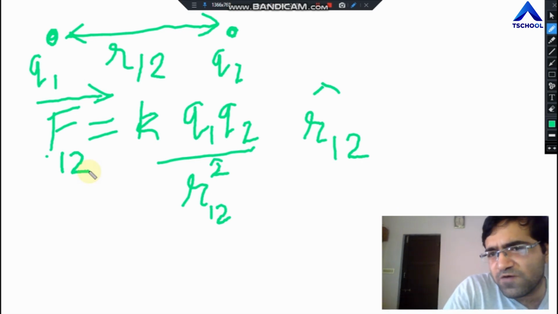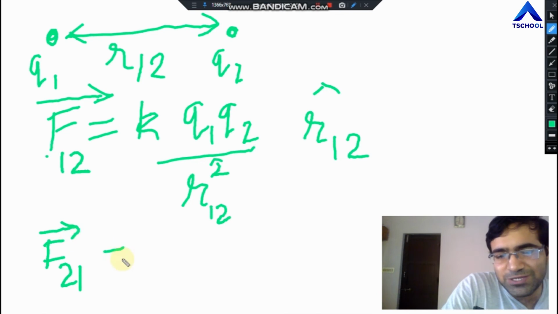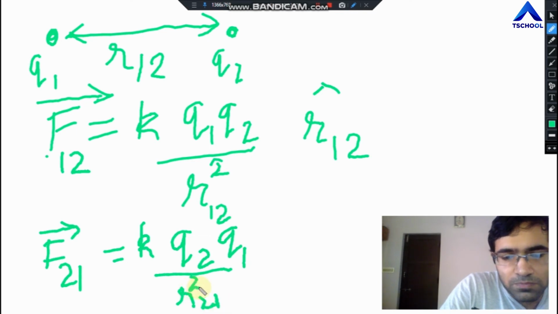Instead, if you want to find out what the F21 vector is, that is the force acting on the second charge due to the first charge, I'm sure you have guessed, it's very easy. It should be F is equal to k q2 q1 upon r21 square, right? So it's going to be r21 hat as well.